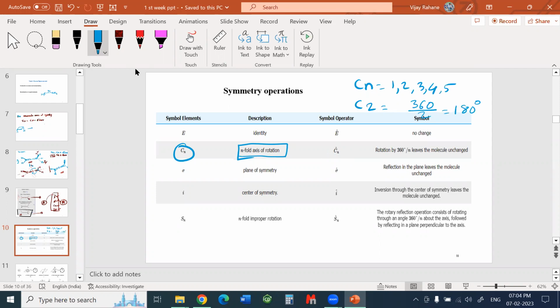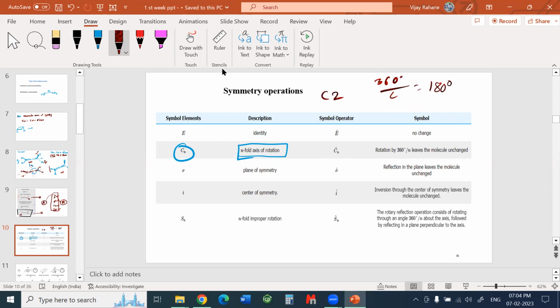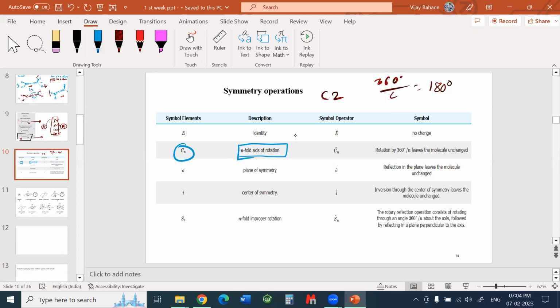So we need to rotate the molecule by 360 divided by n. If we have to perform the C2 operation, then we need to divide 360 by 2, since we have written 2 here. Then it will be equal to 180 degrees. Let's take an example of the C2 operation.